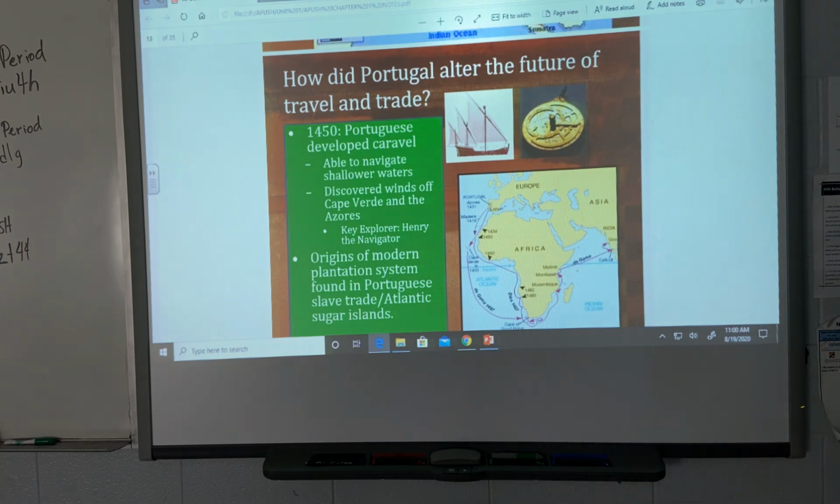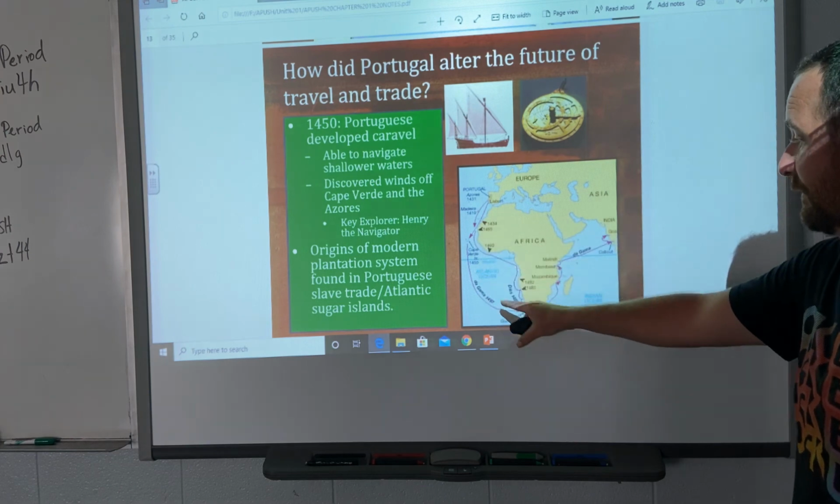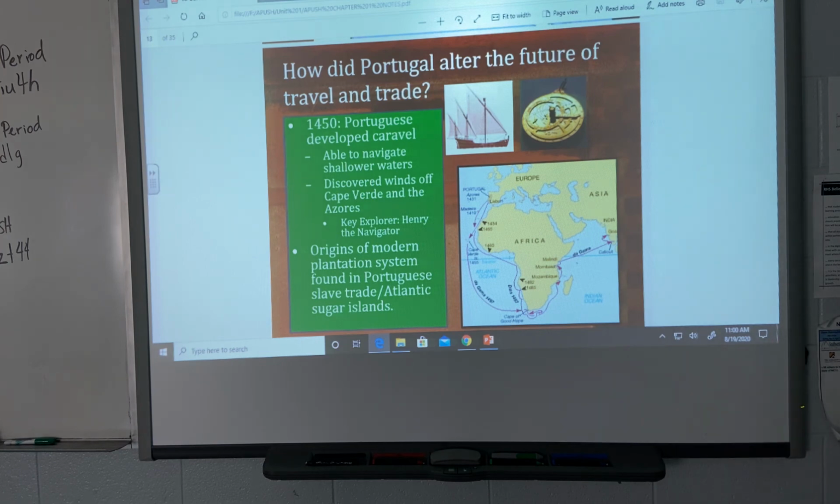So how did Portugal alter the future of travel and trade? I just mentioned it to you there as far as their technological advancements with that caravel, much quicker to travel. You see Portugal's routes here, coming down this way. A new route that they are finding, so this gives them an advantage to get to those Spice Islands. So credit the Portuguese for that. You add the caravel, the compass, and the astrolabe, and it makes their ability to travel much better. So really at this time frame, in the 1450s, when it comes to exploration, the Portuguese have the advantage over almost everybody.